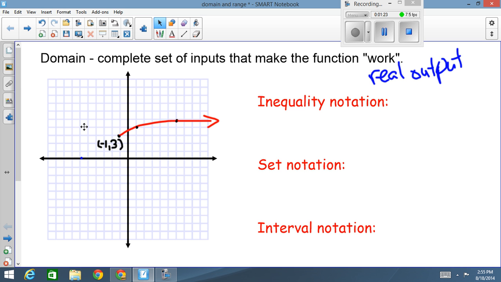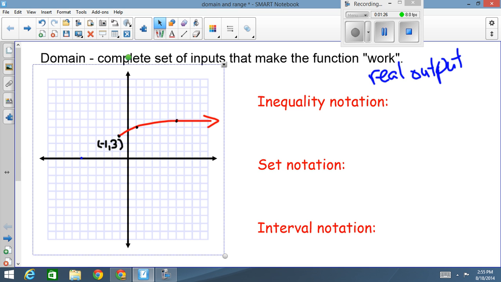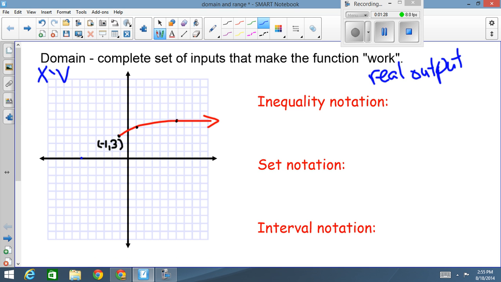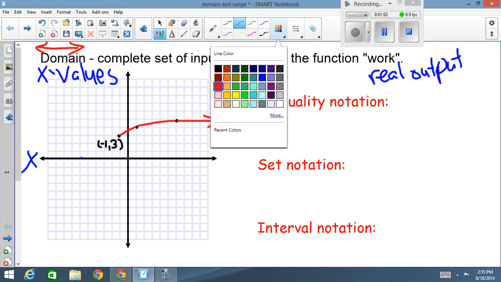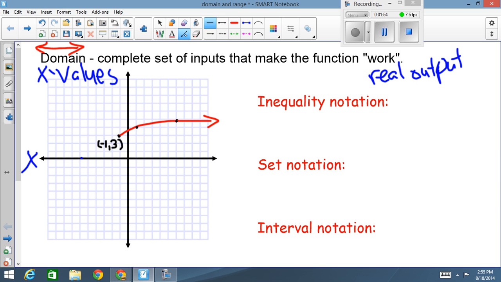So domain, when we think domain, you want to think in terms of x values. And you also want to think in terms of the x being this axis. So when you think domain, you got to think left and right. Where does this thing exist when it comes to the x-axis? Now some people, they'll even put a dotted line in there. Like, okay, there's a kind of a dotted line right about here.